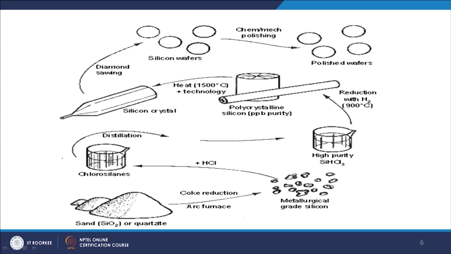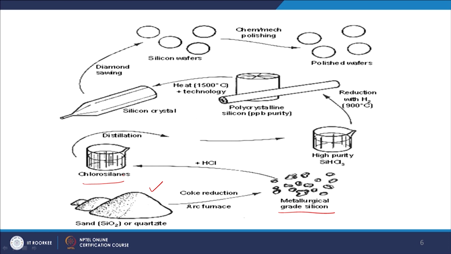So, the first step is reduction of the sand to metallurgical grade silicon. In this block diagram, we are trying to show the whole process involved starting from the sand or silicon dioxide to make a single crystal silicon. As you can see here, sand, which is quartzite or silicon dioxide, is the main source of silicon. This sand usually is reduced in a high temperature arc furnace in the presence of carbon, and then we make metallurgical grade silicon. This metallurgical grade silicon is further reacted with hydrochloric acid to make liquid chlorosilane.